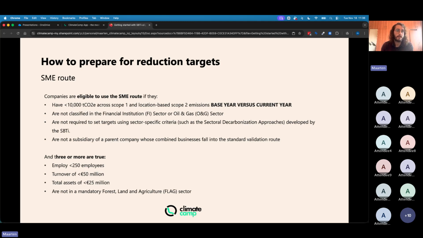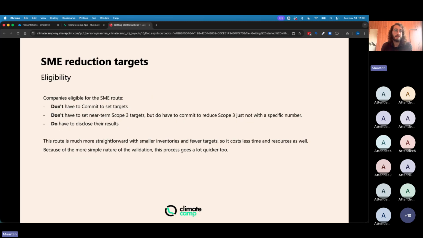So the 250 employees, the 50 million, and 25 million in assets. You need to comply with all these if you're in the flag sector as SME. What does it mean? Companies eligible for the SME route, you don't have to commit to set targets. You can just set targets. You don't have to set near-term Scope 3 targets. This is an important one, but you do have to commit to reduce Scope 3.